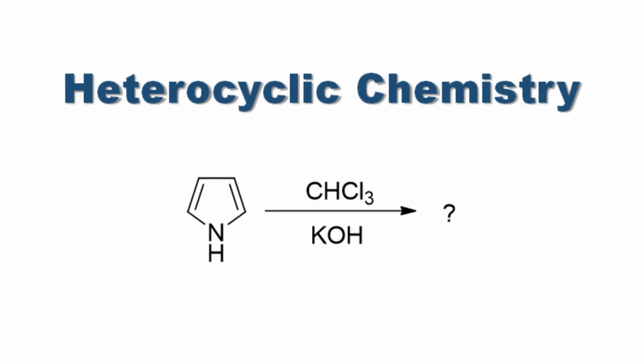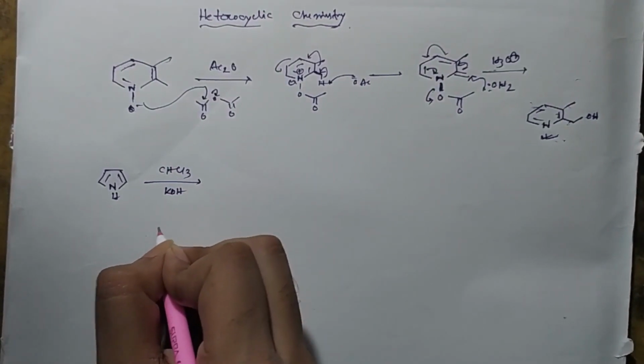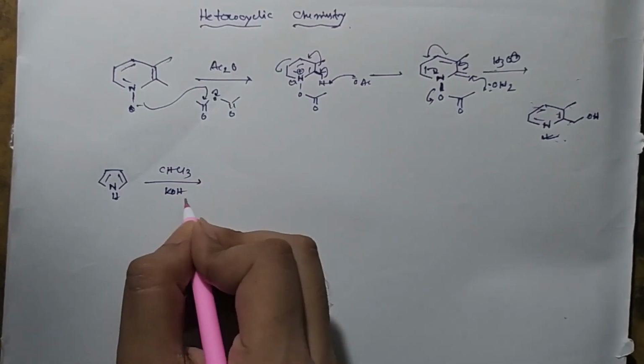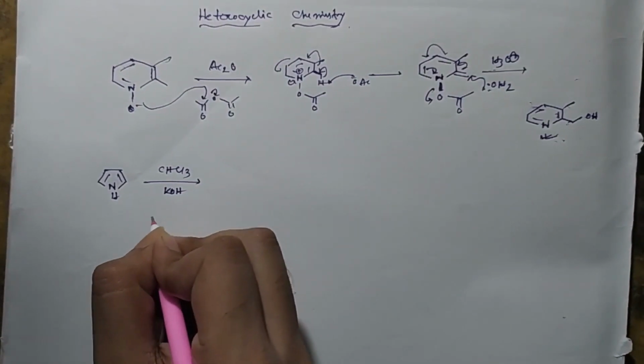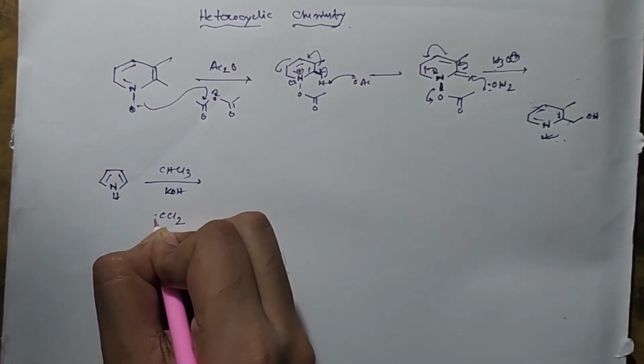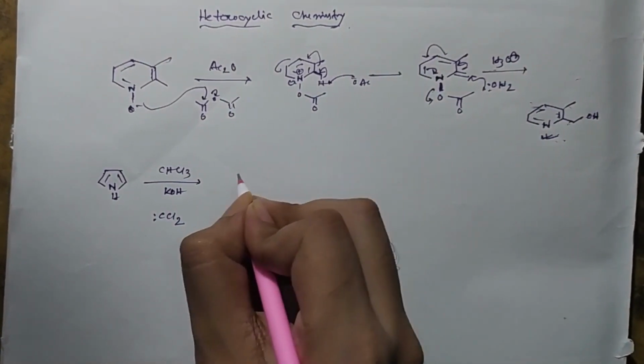So what happened? The chloroform is converted into a substituted carbene, a chlorine-substituted carbene, in presence of KOH as a base. So that generates CCl2 as a carbene. Now in pyrrole there is a C double bond C, so the addition of the carbene occurs. So we get this type of intermediate.